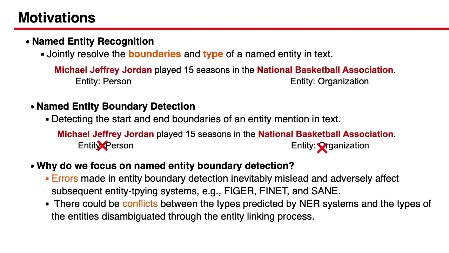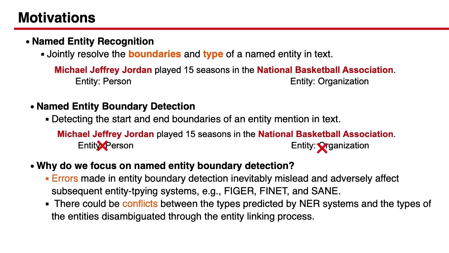Named Entity Recognition, NER, is a fundamental task in natural language processing which aims to jointly resolve the boundaries and type of a named entity in text. For example, the entity Michael Jeffrey Jordan is a person in this sentence. In this paper, we ignore the entity typing and focus on the subtask of named entity boundary detection, which involves detecting the start and end boundaries of an entity mentioned in text.